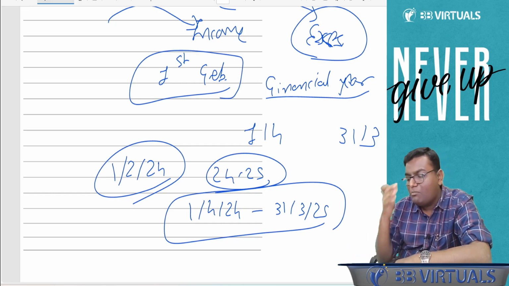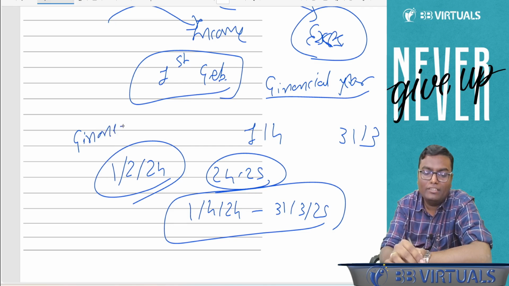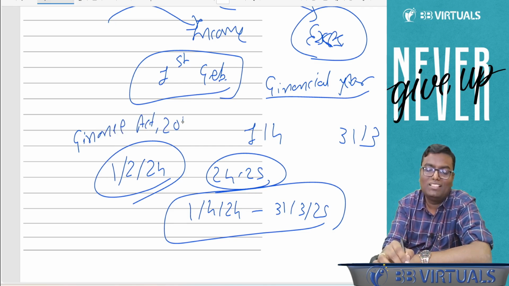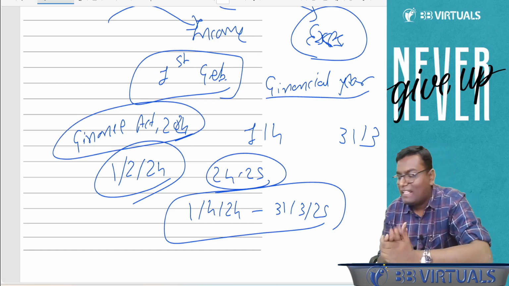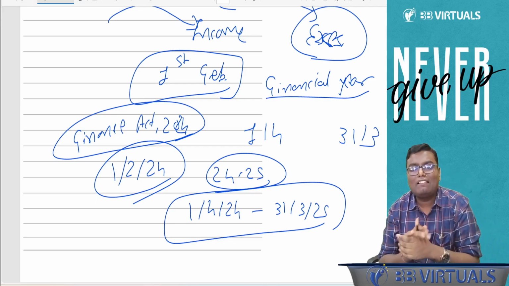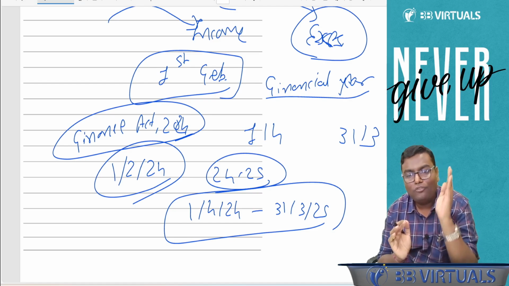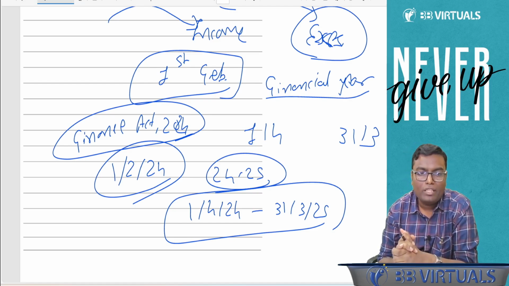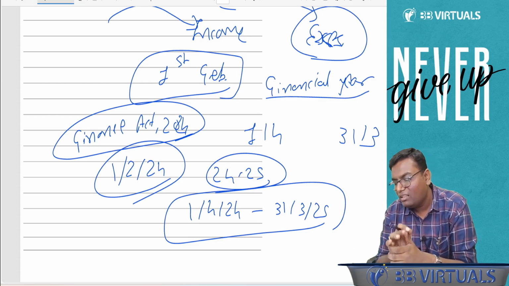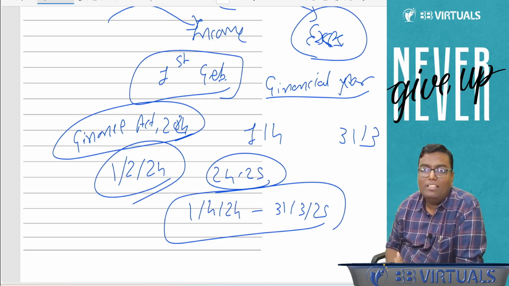The budget which came on 1st February 24 is technically known as Finance Act 2024. So by way of Finance Act 2024, we will understand what the rates of taxes for 24-25 are, and what changes have been done in income tax from financial year 24-25. But you people are a little bit unlucky. Why are you a little bit unlucky?